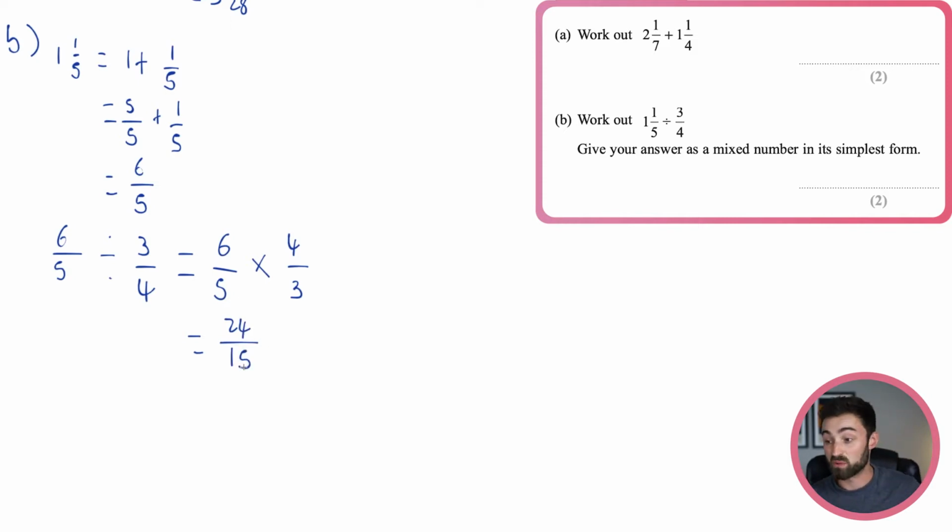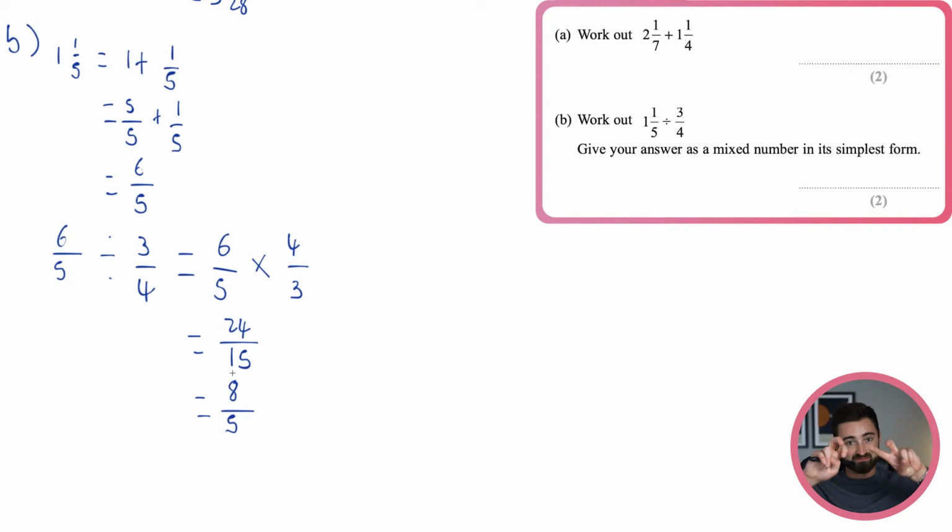Sick. Can we do any cancellation at all? I think we can. I believe 3 goes into both of these. So if I did 24 divided by 3, that is 8. 15 divided by 3 is 5. Cool. Now, we want our answer as a mixed number.